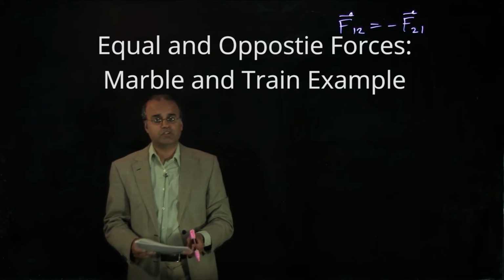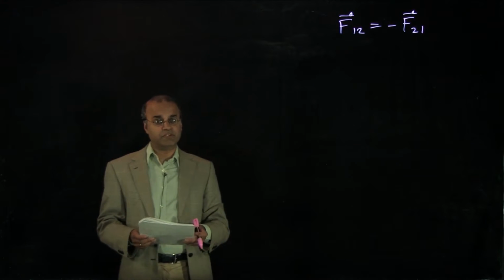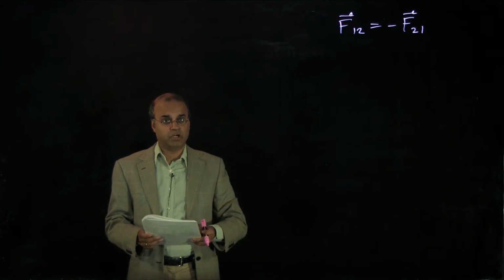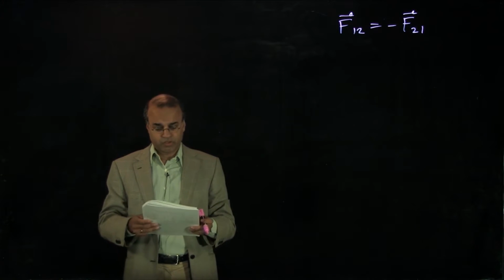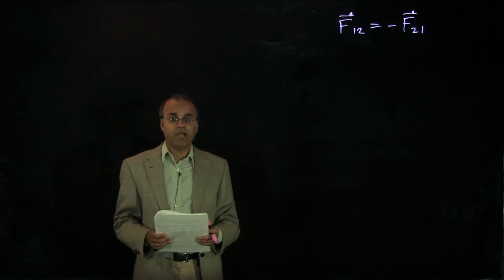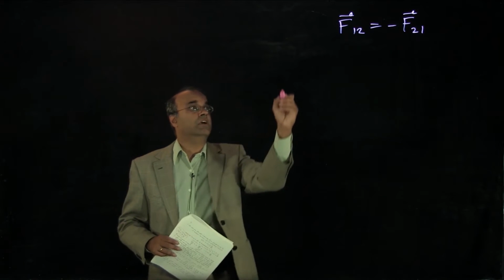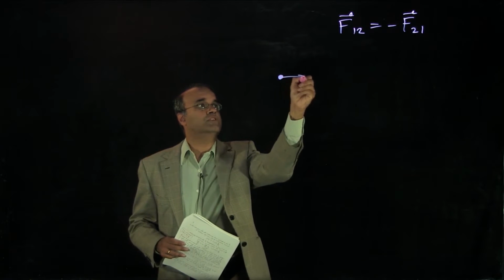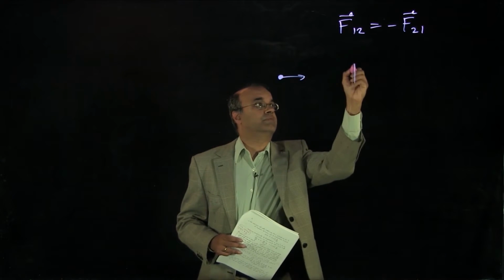Newton's third law is the most subtle and sometimes the most confusing of his three laws of motion. So I'd like to do an example that will help clarify how to think about it. I'm going to pick a very extreme example. Let's imagine the collision between a marble moving this way and a train.